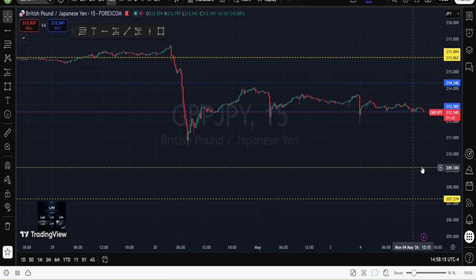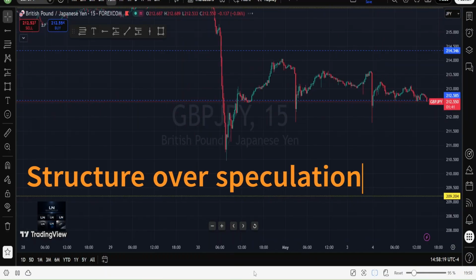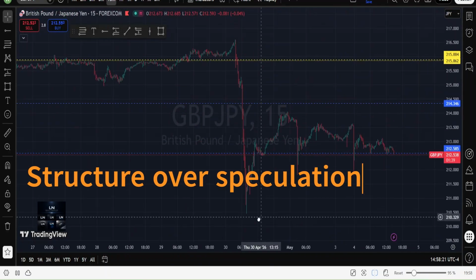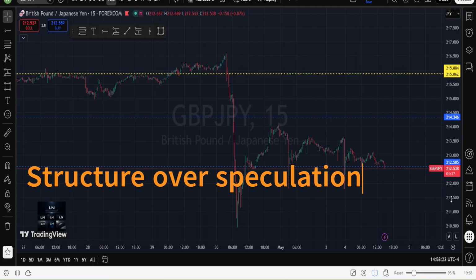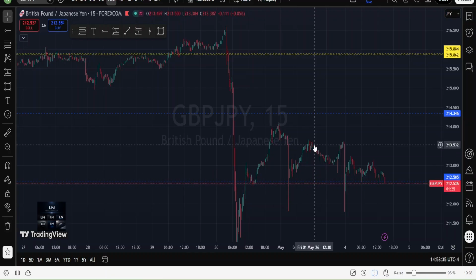Remember, price doesn't move randomly. Price is always seeking for something, and that is what we are helping you to understand and use to your own advantage. So, what do you think about this? Do you wait for liquidity sweeps before entering, or do you enter early? Remember, it's structure over speculation.